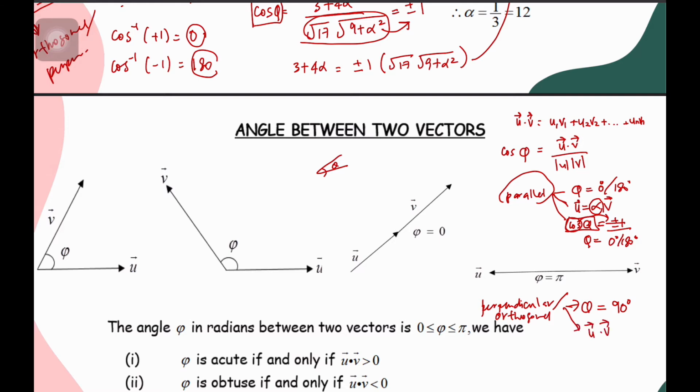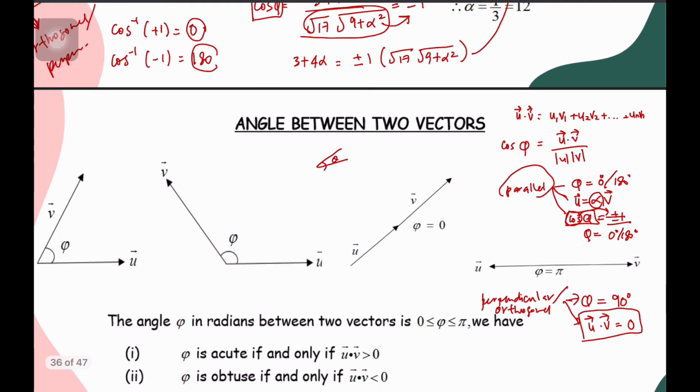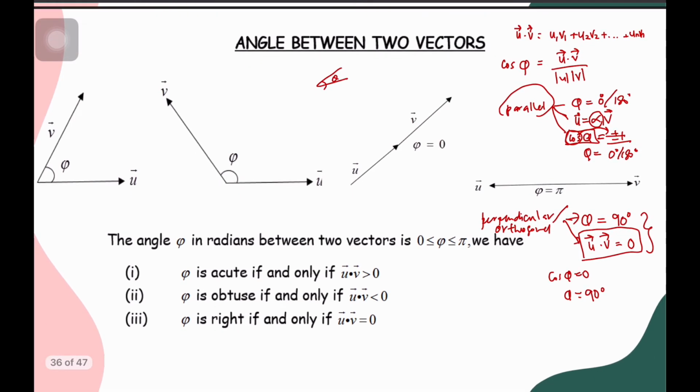So this is the sign that both vectors are perpendicular, because when the dot product gives you 0, you will have cos phi equal to 0. Therefore, phi automatically becomes 90 degrees, because cosine of 90 degrees is equal to 0. Therefore, these two conditions tell you that both vectors u and v are perpendicular or orthogonal. So that is what we have learned before.